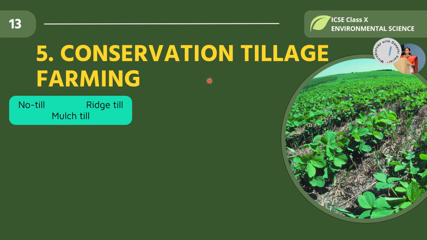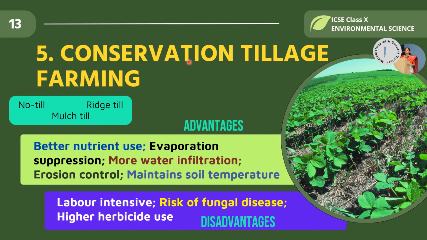Why is it important? Because that helps us to use the nutrients more efficiently. Not only that, evaporation is suppressed, you are maintaining the soil temperature, you are controlling erosion. The main problem with tilling is that when you shake up the soil, you are making the soil prone to erosion. So you're controlling erosion over there, you are allowing the water to infiltrate more into the ground, there's more water retention by the soil. These are the advantages of not tilling or doing minimal tilling in farming.